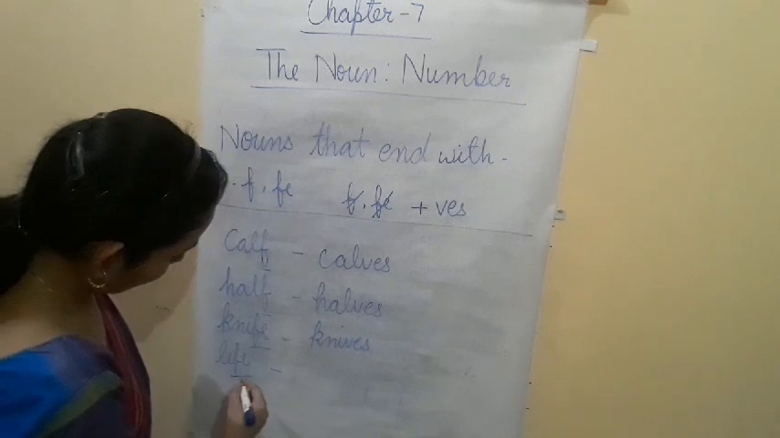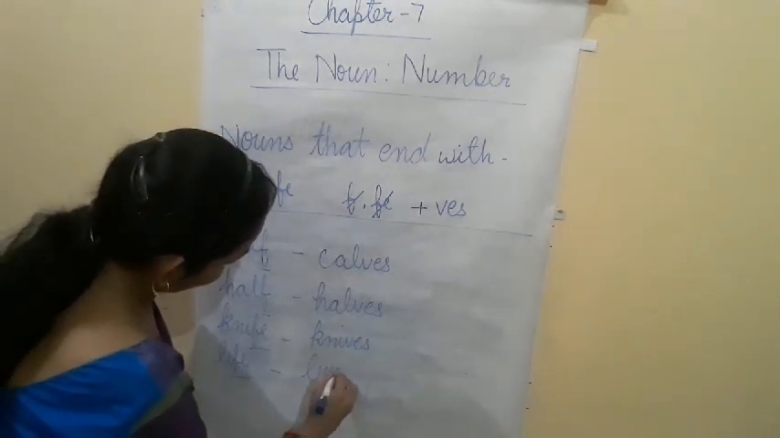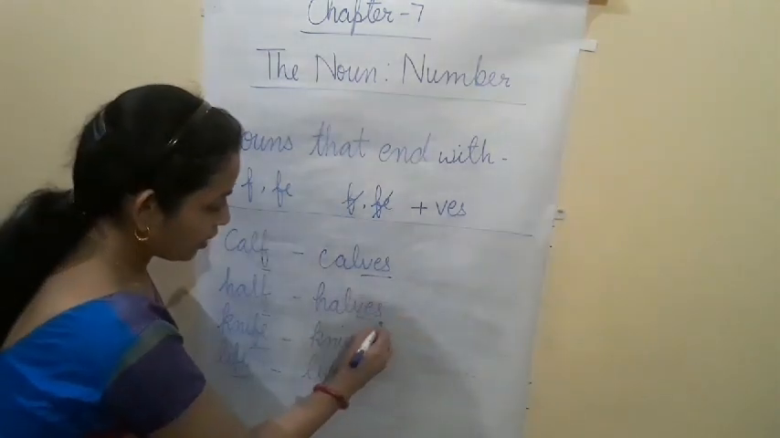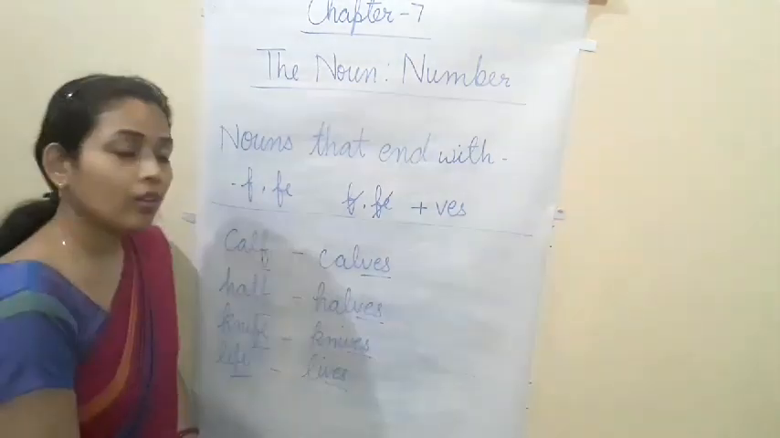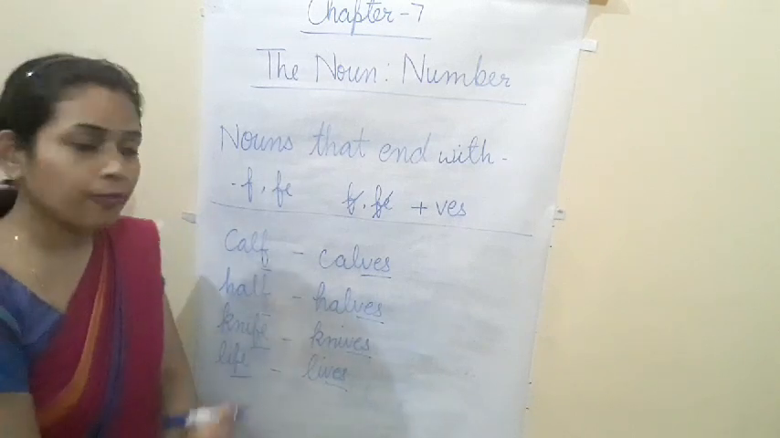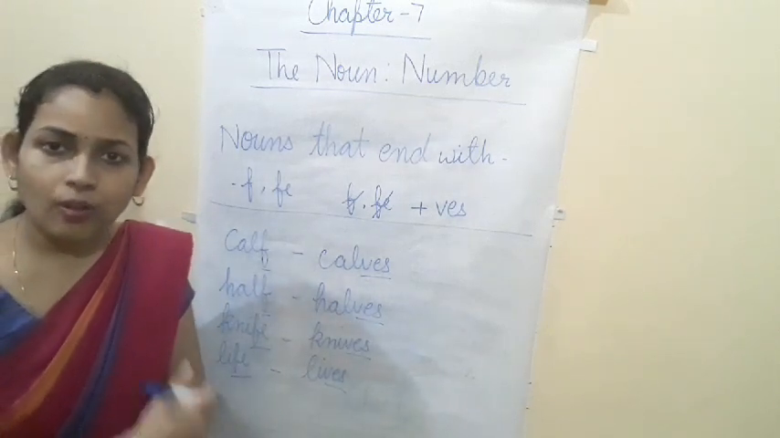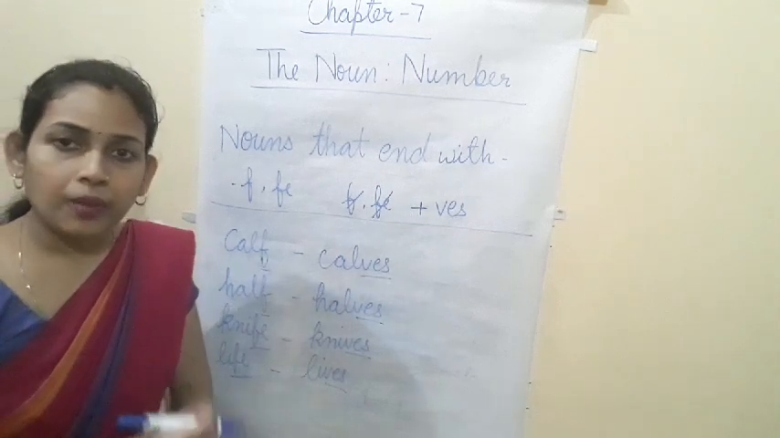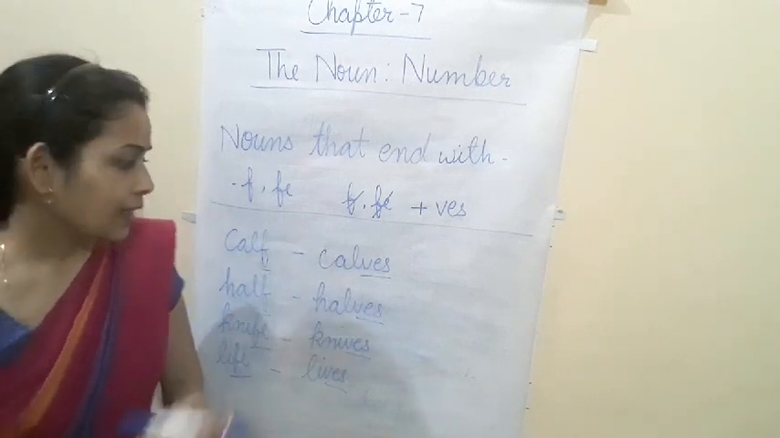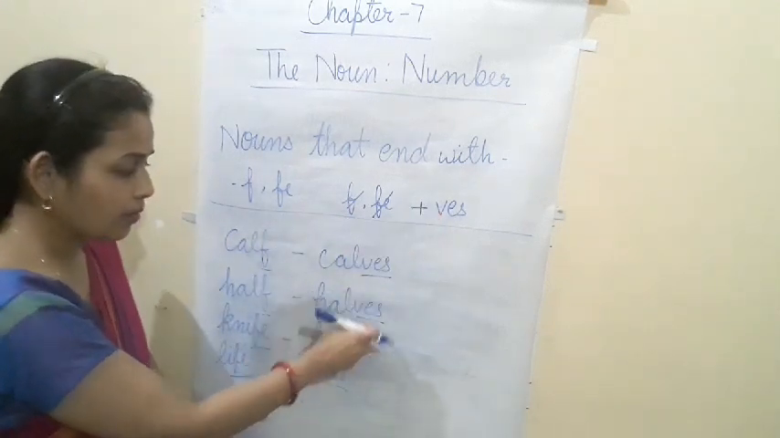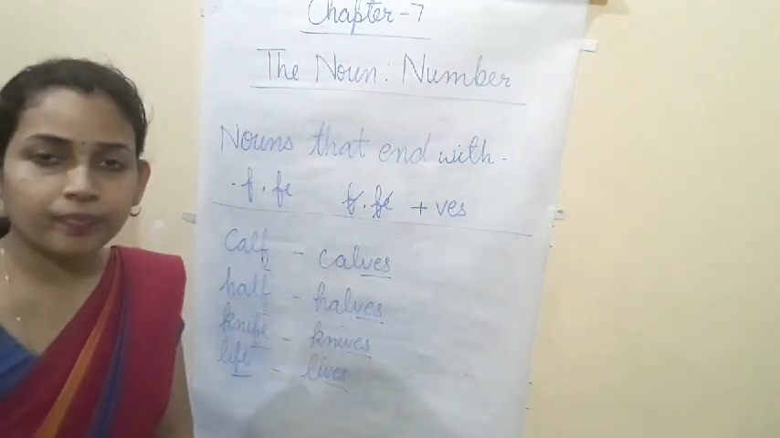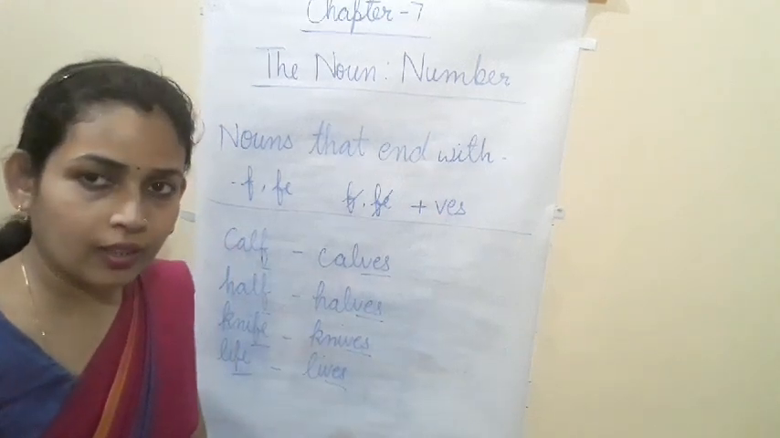Clear? Life, lives. So as you can see, ves. When we get the ending letters f or fe, we drop f or fe, and in place of it we add ves. You can see ves everywhere. I hope this one is clear. Move to the next point.